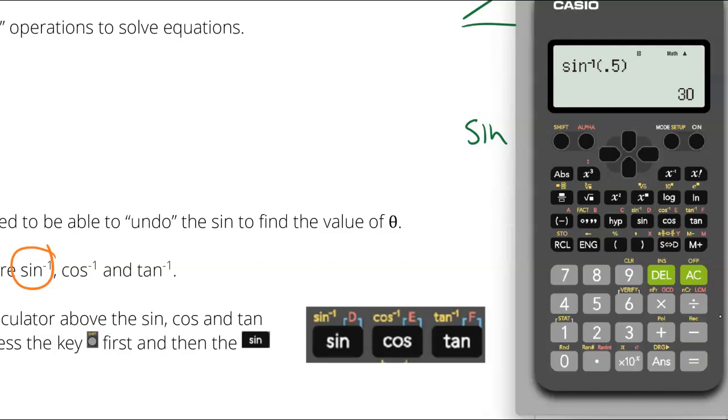So when we're solving that equation, to get the variable on its own, we've got to undo the trig bit whenever we're solving for an angle.